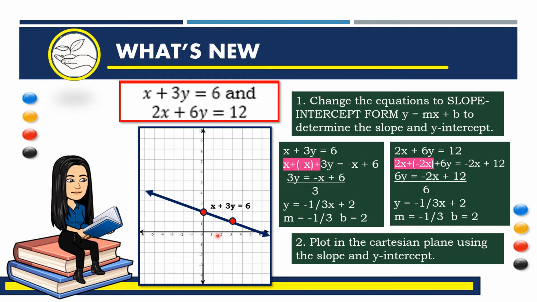Now let's graph the equation 2x plus 6y is equal to 12. As you can see, the first equation and the second equation have the same slope and y-intercept, therefore they just have the same line. And as you can see, the lines are coinciding. So this system has infinitely many solutions.